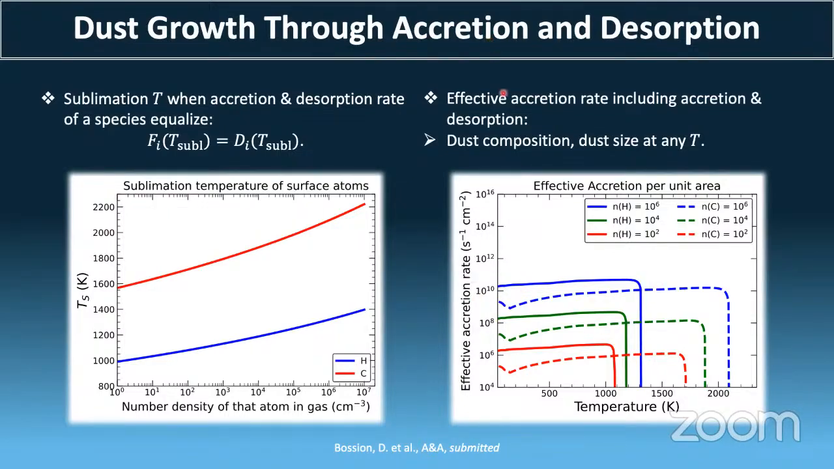And from this data, we can get the dust composition in terms of carbon and hydrogen. In this case, there are only those 3 atoms, and oxygen, but oxygen is trapped into CO. And we can also obtain the dust size for any chosen temperature in those nucleation regions. So these were the main results of this work.